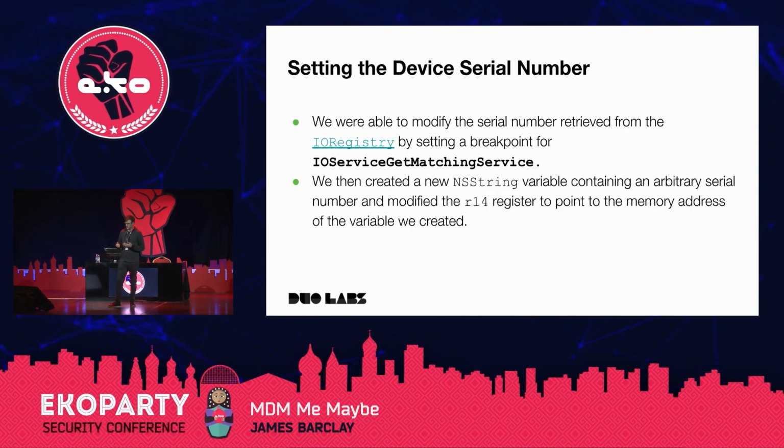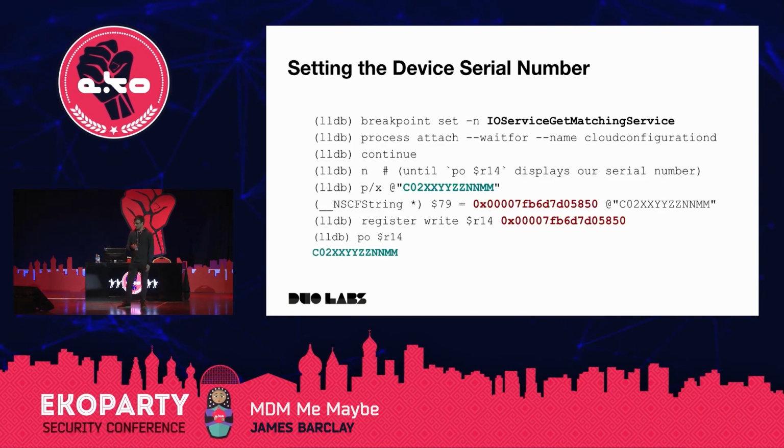So we were able to modify the serial number retrieved from the I/O registry by initially setting a breakpoint for IOServiceGetMatchingService. We then created a new string variable containing an arbitrary serial number and then just modified the register to point to that variable we created. So this can be seen in this listing here. We set a breakpoint for IOServiceGetMatchingService, wait for the Cloud Configuration D process to attach, continue, and then just step through the execution of the program until we can see that the R14 register contains our serial number. Then we just create a new serial number and then write the register to point to that new variable.